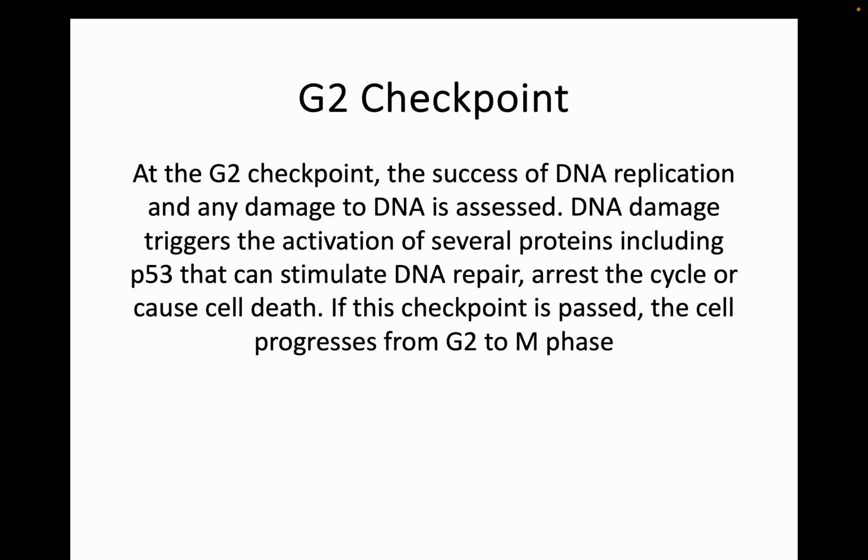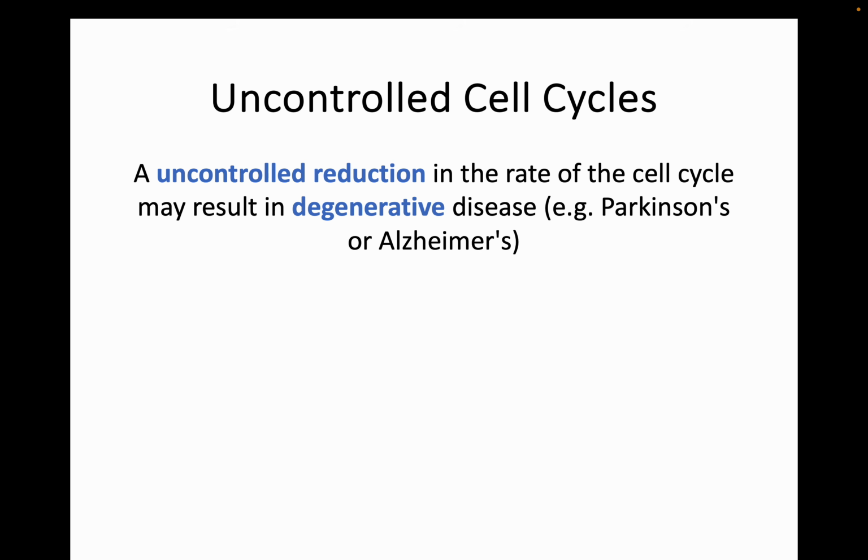Okay, so again, the checkpoint is looking over the DNA replication, having a look at what's going on. It's almost quality control before you move on to the M phase. If there's any damage whatsoever to the DNA, P53 comes in to either repair, arrest, or cause cell death and stop the cell cycle. Again, if everything's fine, this checkpoint is passed, and then the cell progresses from G2 to the M phase.